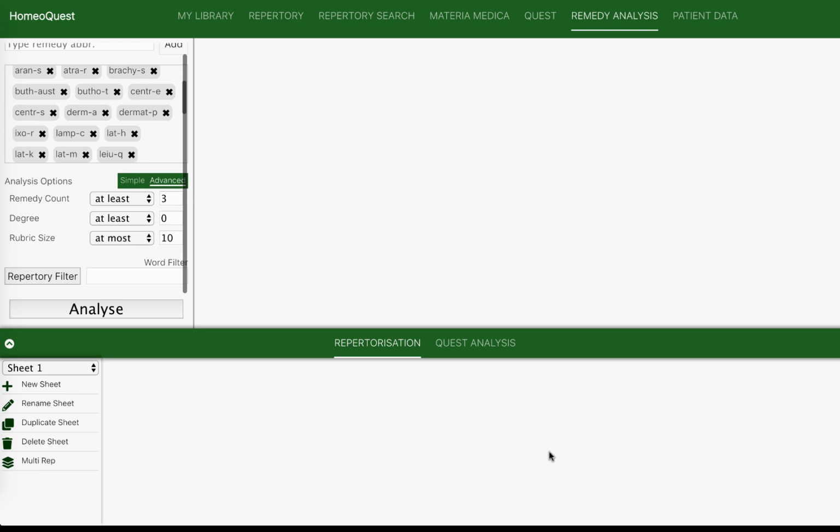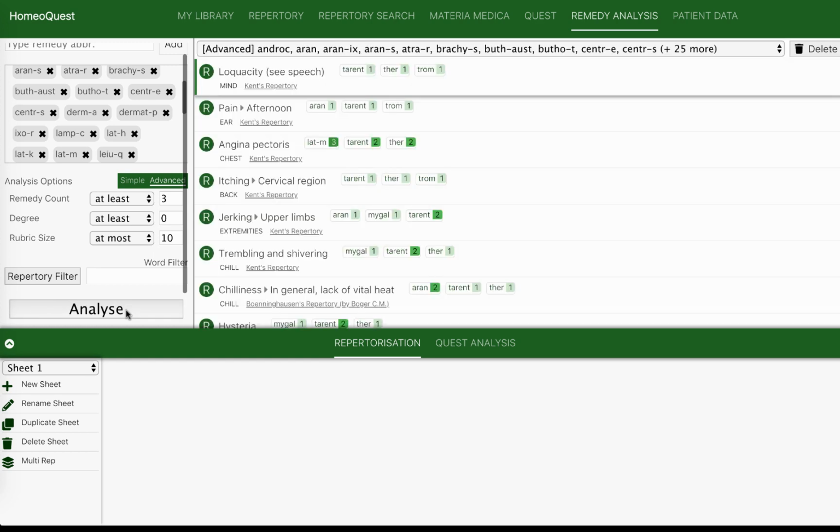talk about. All right. Now, when I say analyze, we're going to get all the common rubrics of the spiders which have at least 3 remedies from the spider group and which have a maximum of 100 remedies in that rubric in the entire database. All right, and let's look at what comes up.